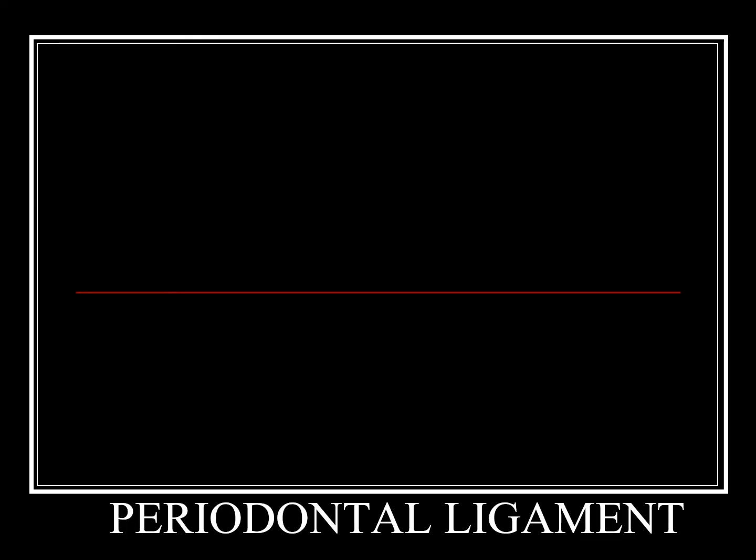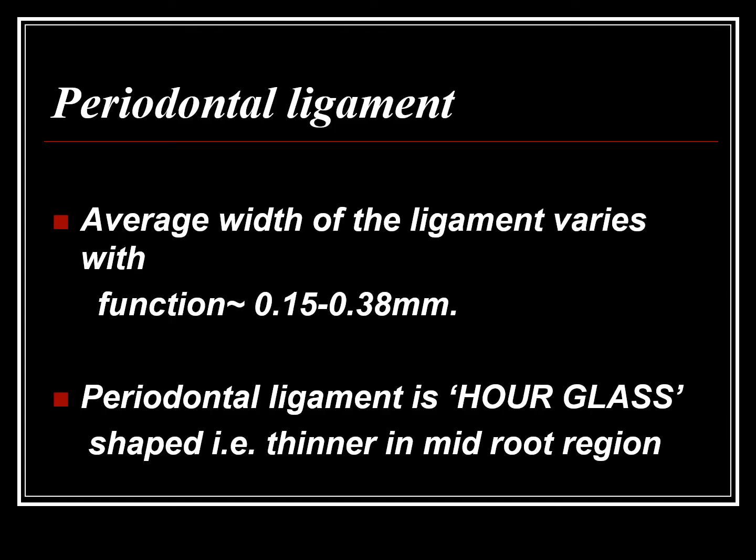Now, the next soft tissue structure which we are going to discuss is the periodontal ligament. The average width of the ligament varies with function from 0.15 to 0.38 millimeters. The periodontal ligament is a soft structure made up of fibers that surrounds the teeth. It is the main part which connects the teeth and the alveolar bone, so it acts as a connecting link between your tooth, the gingiva and the bone. The periodontal ligament is hourglass shaped, that is, thinner in the midroot region.